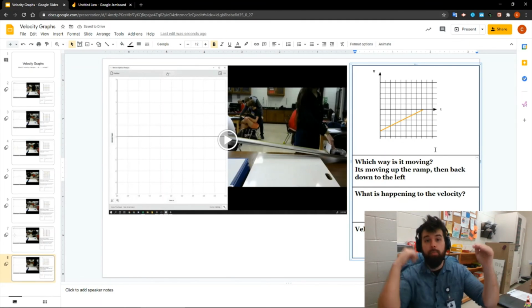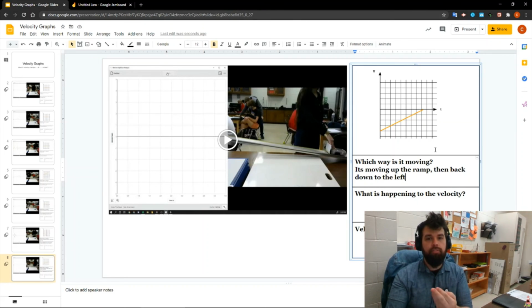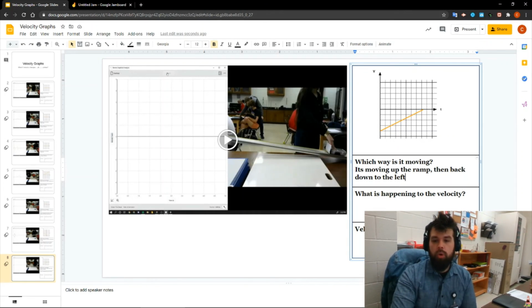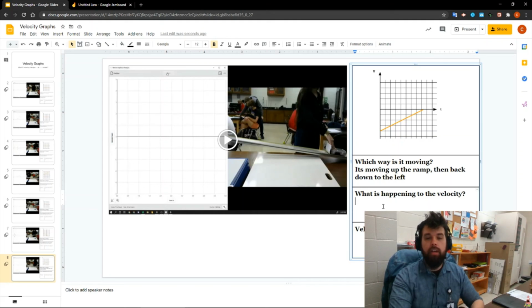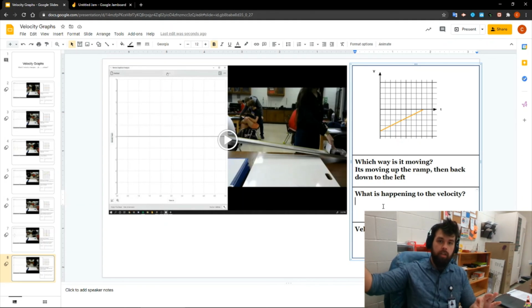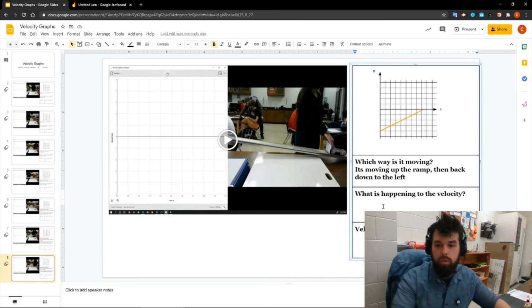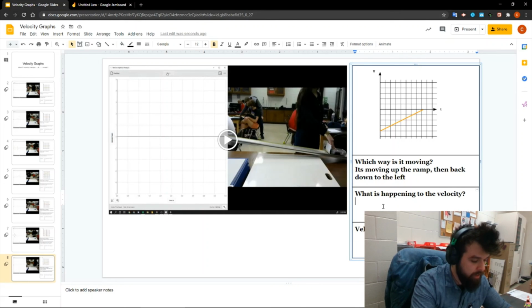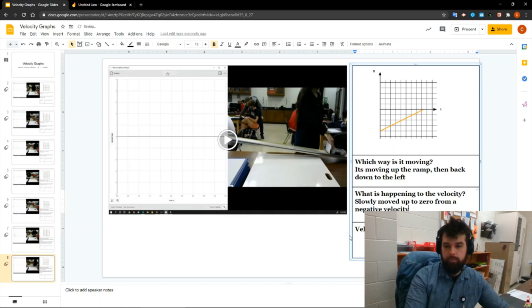Why is this important to specify? Well, because it already had a negative velocity once it started changing. So what happened to velocity? It started negative and it slowly crept up to 0. So velocity slowly moved up to 0 from a negative velocity.